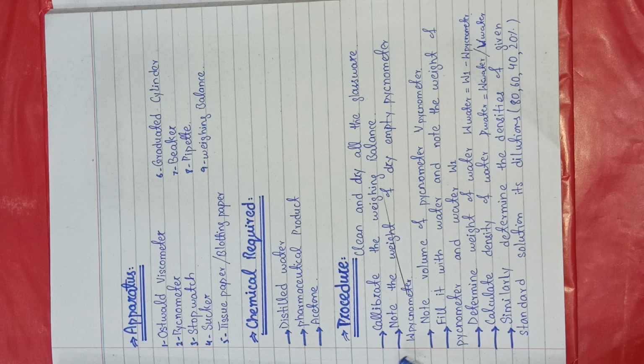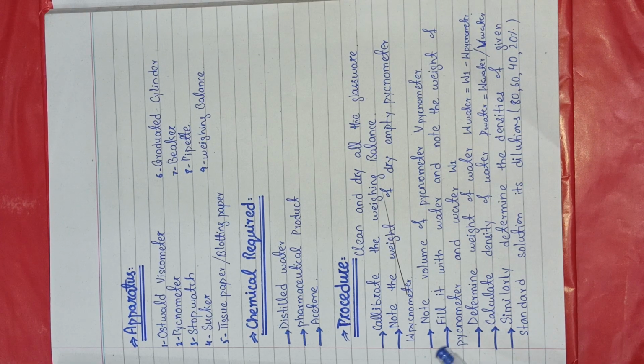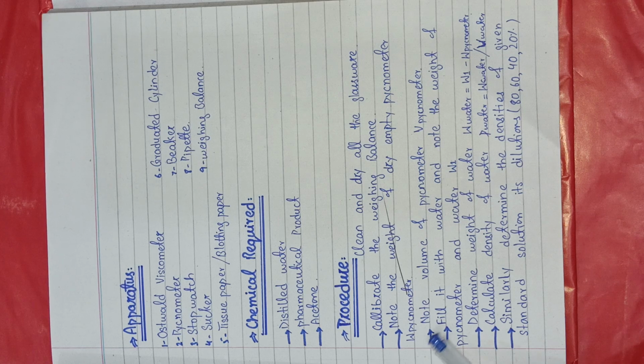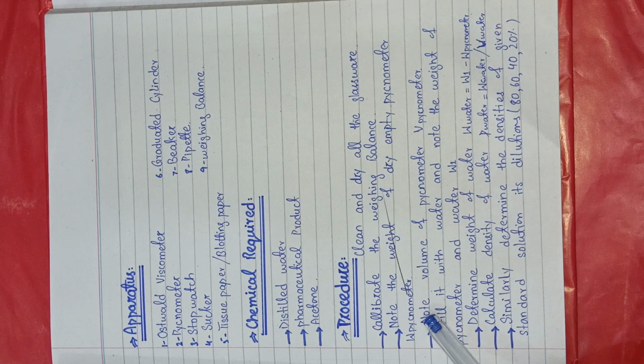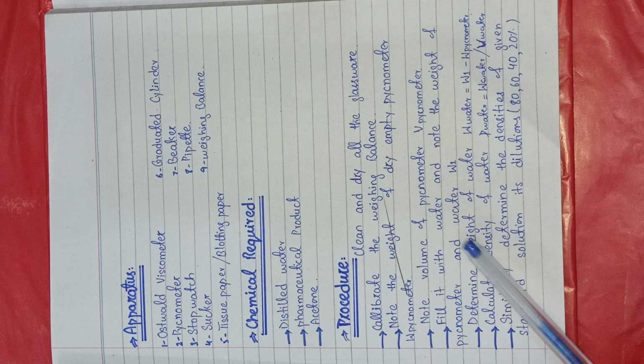Note the weight of a dry empty piezometer. So first of all, you have to take a dry piezometer, meaning an empty piezometer, and place it on your weighing balance and note the weight of it. Now you have to find the volume of the piezometer, so you are going to fill some water in the piezometer, note the volume of it, fill it with water, and note the weight and volume of the water. Now you are going to determine the weight of water.